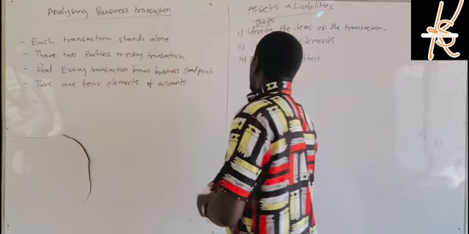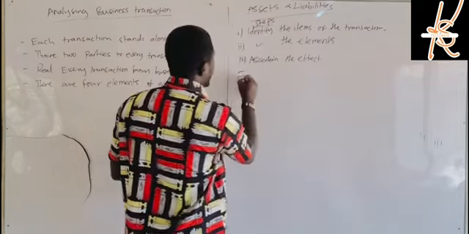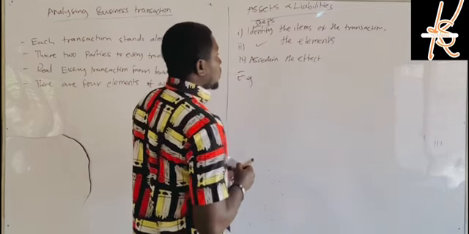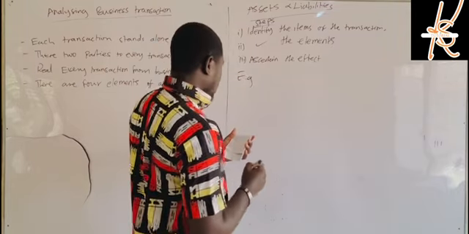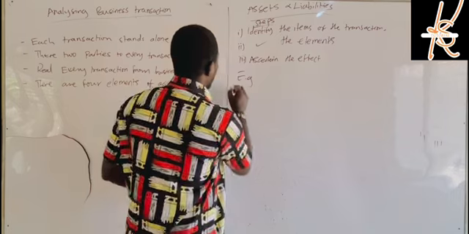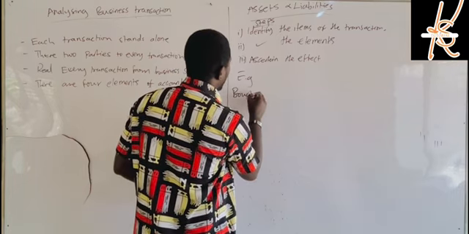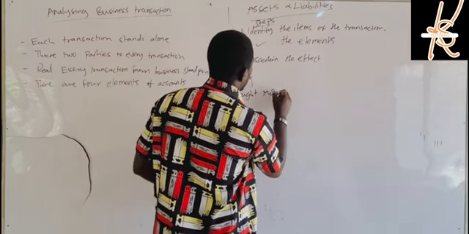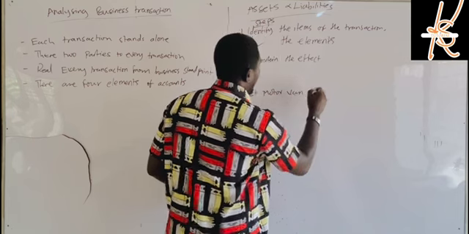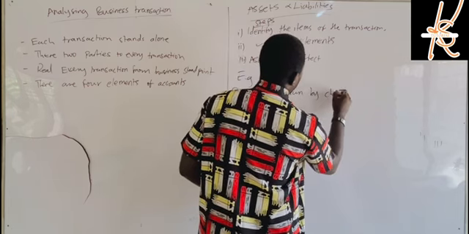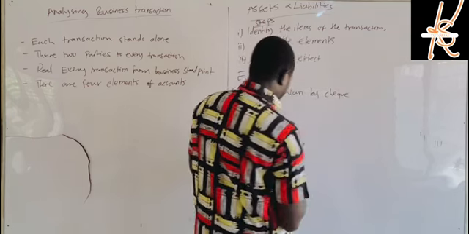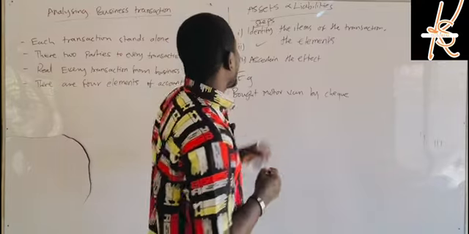So first example, I have 3 examples that we are going to go through. So we have: bought motor van by check. Okay, so we are going to follow the steps.